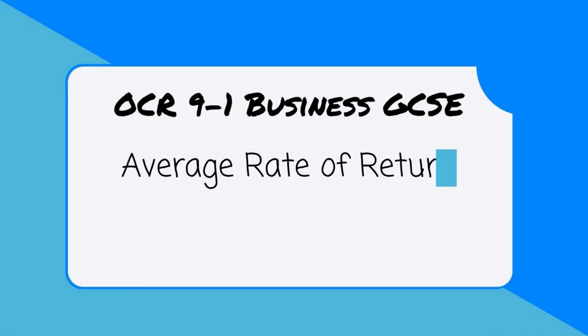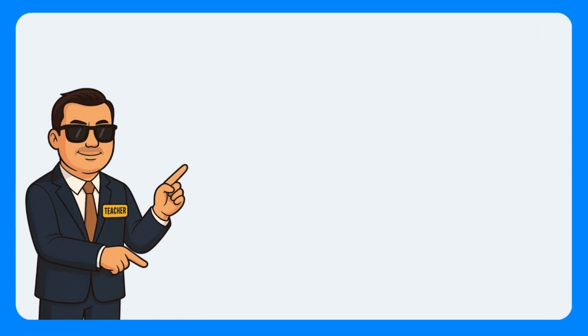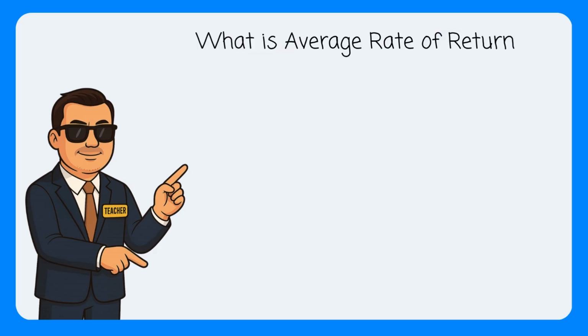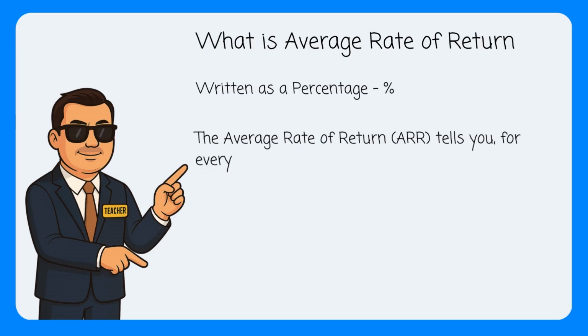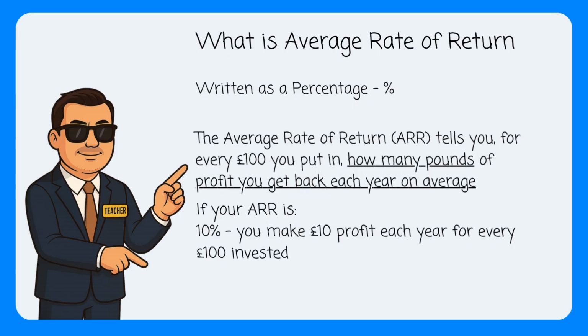Ever wondered how businesses decide if an investment is actually worth it? Well, in this video, I'm going to show you one of the simplest ways to figure that out. The average rate of return, or ARR. ARR stands for average rate of return, and it tells us how much profit an investment makes each year as a percentage of its original cost. Nice and simple, and that's why it's so useful.